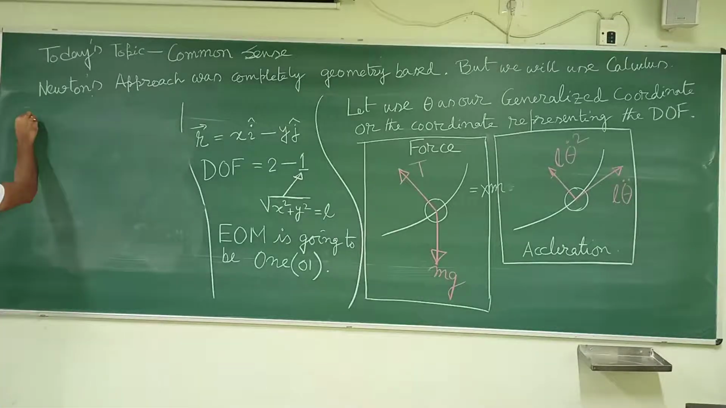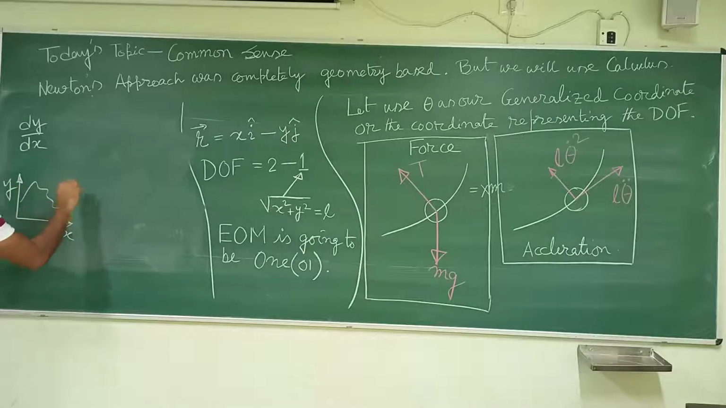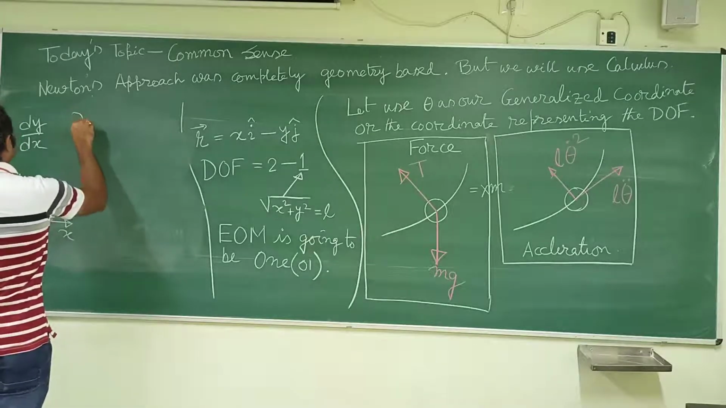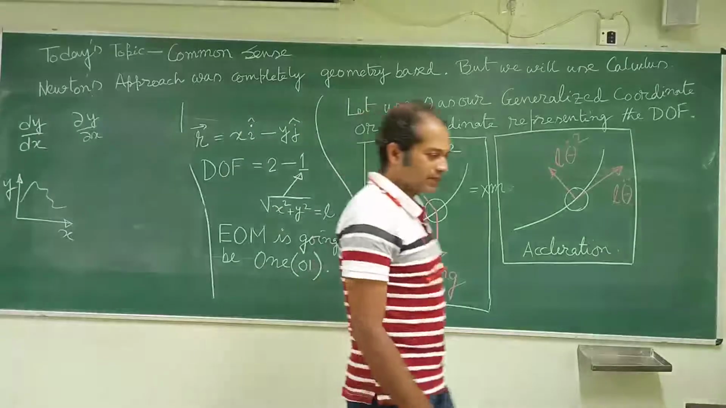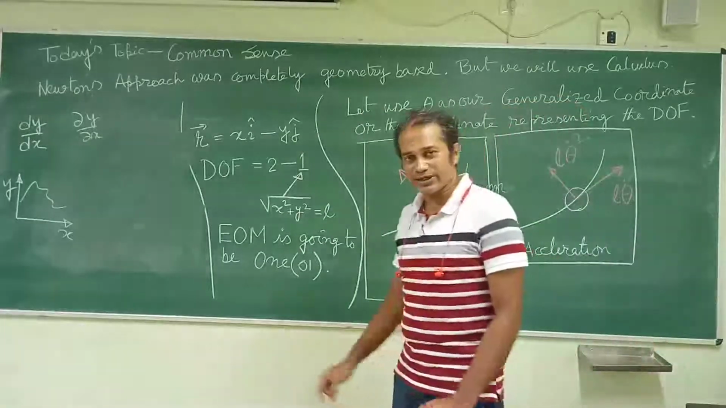So if I am going to write dy by dx, it means that y is a function of x, and you got a curve like this. This is your dependent variable, and you got a curve. Now if I am going to write del y del x, what does it mean?